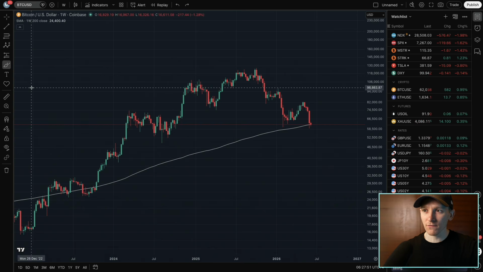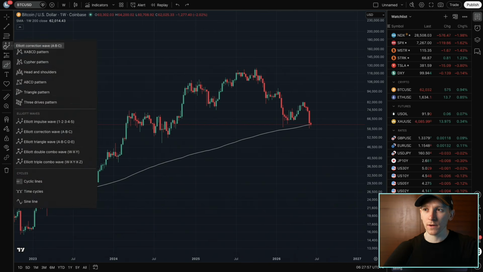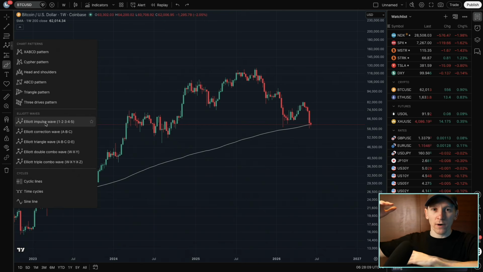You should be able to easily find Elliott Wave on any charting software. On TradingView, once you've got your chart up, you want to come to the left-hand side and click on this one right here. Click the drop-down because there's lots of different options. Elliott Waves. I'll show you the impulse and correction waves here. So an impulse wave, you can see 1, 2, 3, 4, 5.